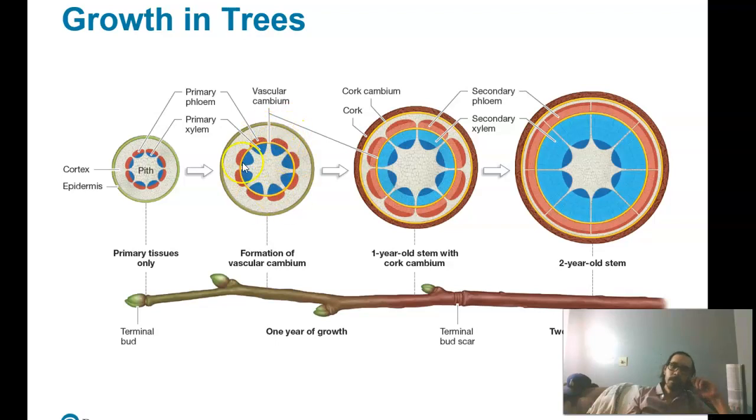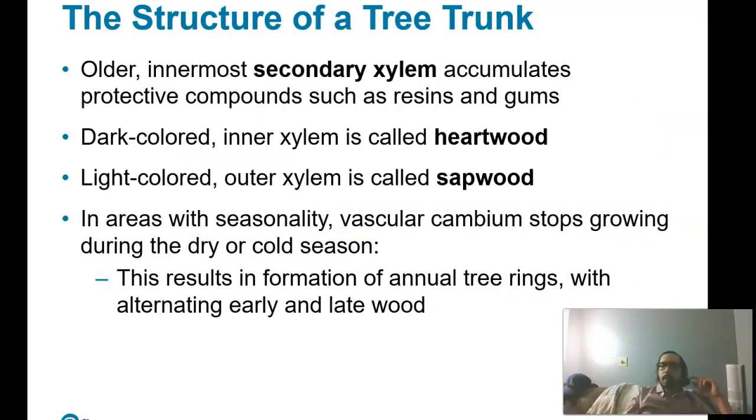Here in this younger part of the tree, you can see that vascular cambium, and you can see the xylem and the phloem. As the tree gets older, it's adding layers of secondary xylem and secondary phloem, so that's increasing the width. The older part of the secondary xylem accumulates protective compounds like resins and gums, and the dark colored inner xylem is called the heartwood, whereas the lighter outer part of the xylem is called the sapwood.